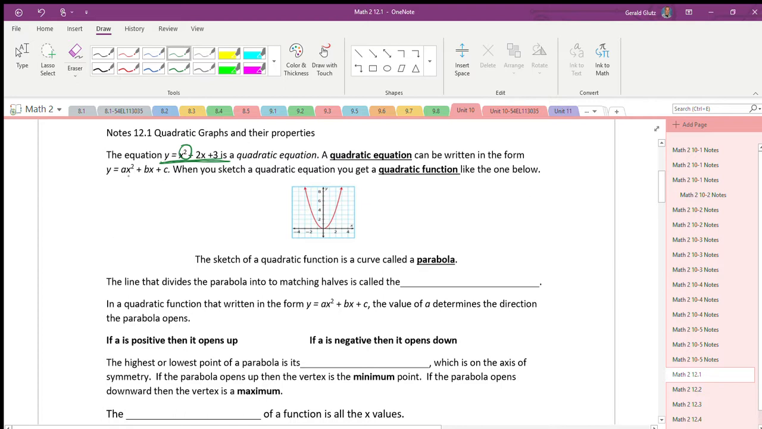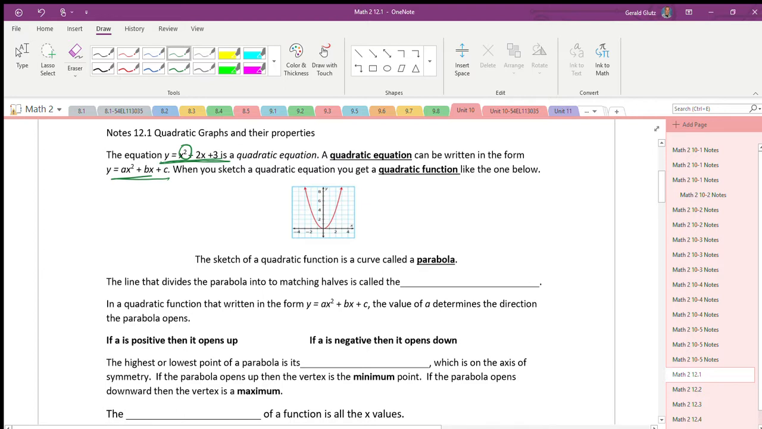So this is the general form, the generic form for a quadratic equation. We usually have something times x squared. A lot of times a might be 1, so you might not see this a there. Plus something times x, and then plus some number.